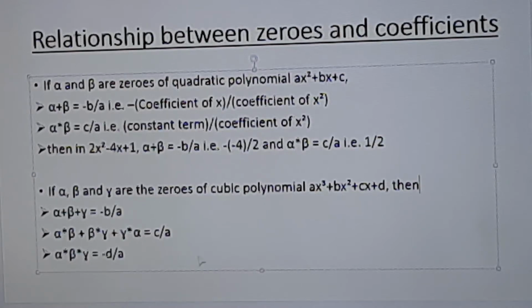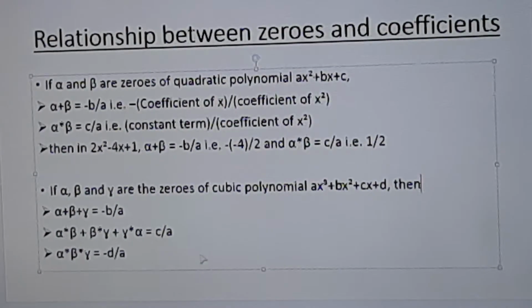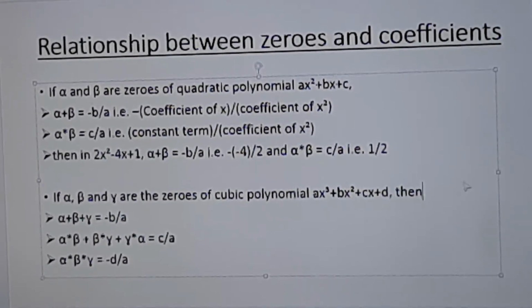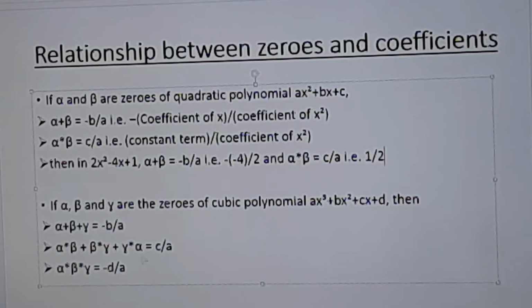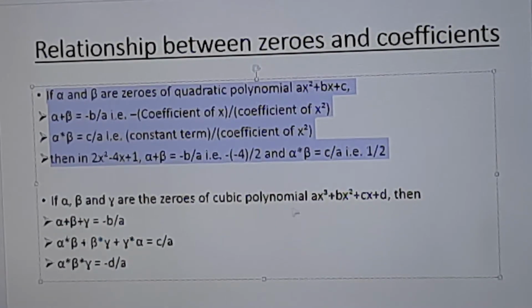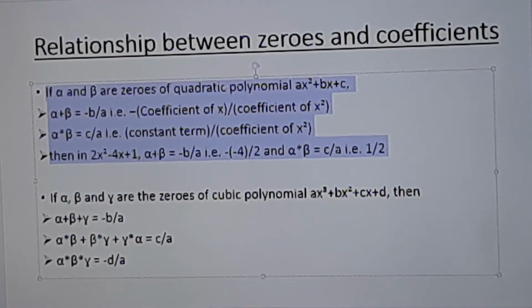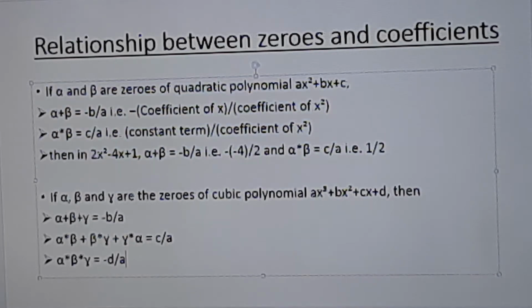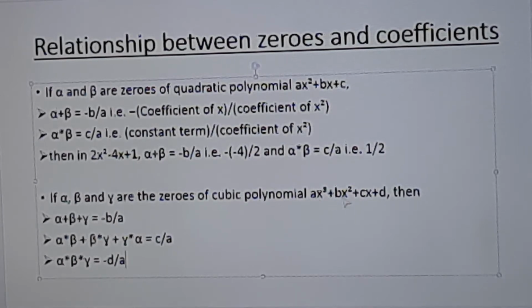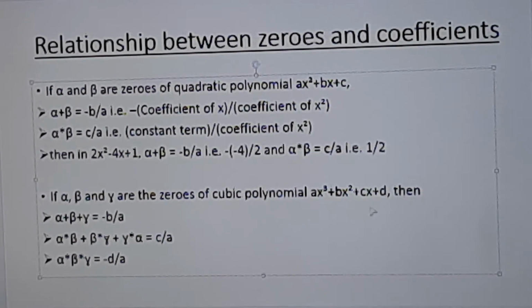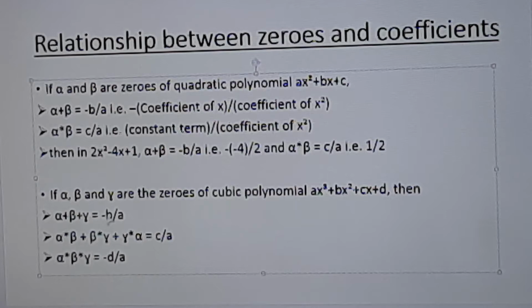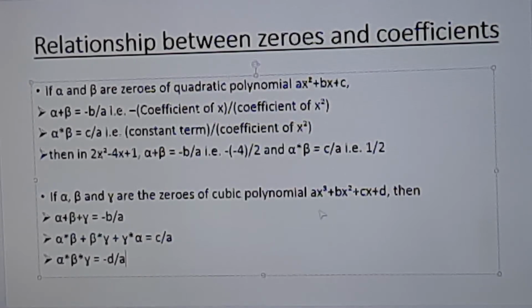Now if you have been given a cubic polynomial, this I am giving you only for understanding. Exercise 2.2 will only be based on quadratic polynomial, not cubic. So just for understanding, you can see, if you have got a cubic polynomial ax cube plus bx square plus cx plus d, then your sum of zeros will be equals to minus b upon a. B is coefficient of x square and a is coefficient of x cube.